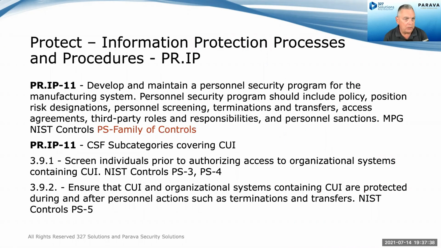Another perspective is information protection processes and procedures. What you're dealing with here is a personnel security program for the manufacturing system. The personnel security program needs to include policies, position risk designation, personnel screening, terminations and transfers, access agreements, third-party roles and responsibilities, and personnel sanctions. Here you're looking at all of the processes that go along with it. There are NIST controls, but again, they don't specifically address a manufacturing environment. They simply cover controlled unclassified information.